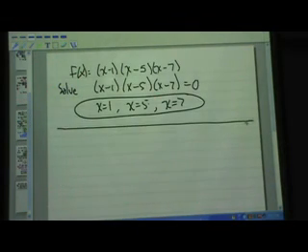Solve the equation given that 2 is a 0 of that function. 1, 2, negative 5, negative 6. Let me write the function down.